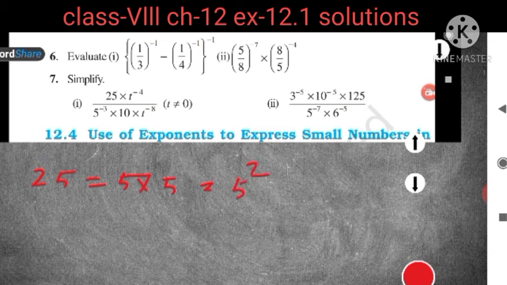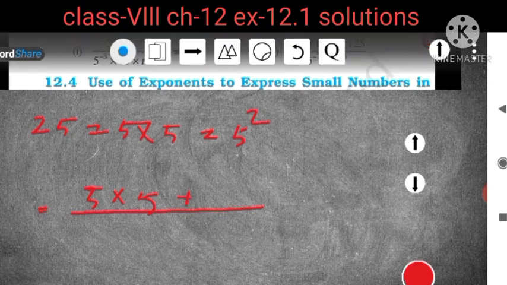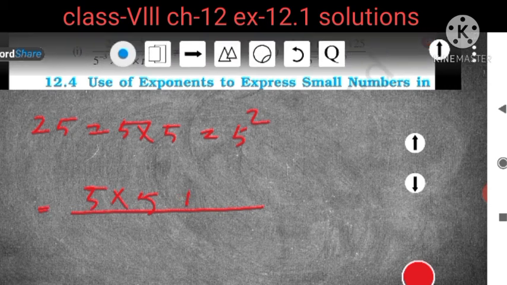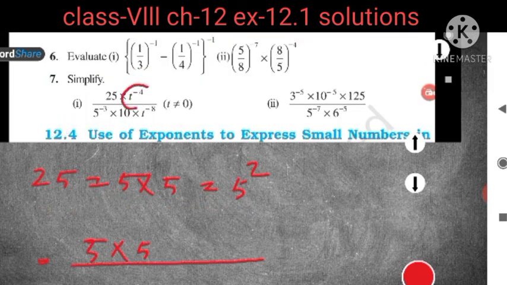So okay, now first one is given 25, isn't it? That means 25 can be written as 5 into 5. Then again, sorry, not plus, multiply 5 into 5. Now here t to the power, what is given? T to the power 4 is given, -4, t to the power -4.